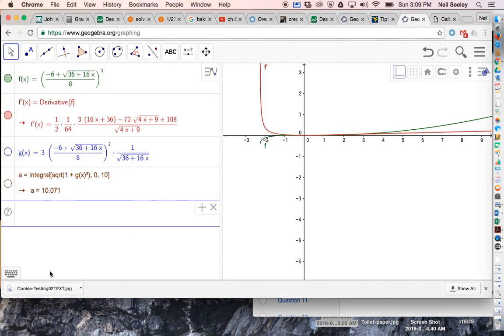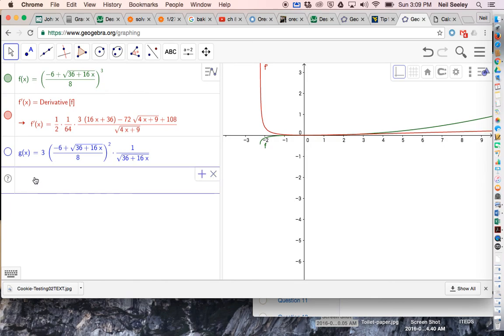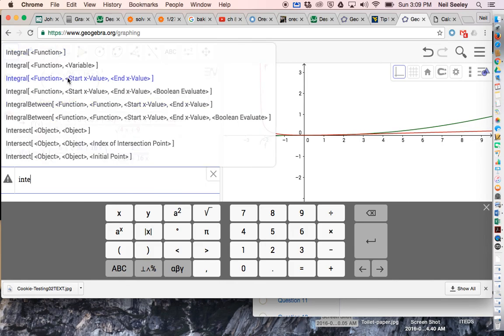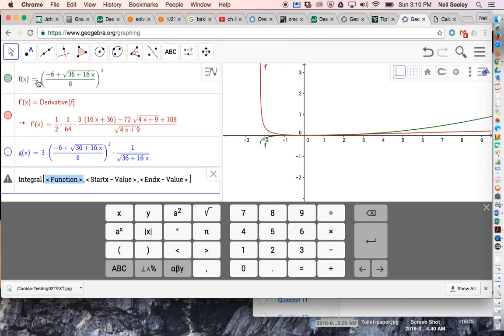So I went ahead down here and did an integral. And the way you type these in, I can actually type it for you if you like. It's kind of fun to watch. I'll go ahead and delete this and do it again. If you type int, and you choose the option where it's a function and start x and end x, that means a definite integral. What I'm trying to do is the integral of the square root of, and I have an option for square root, 1 plus my derivative.